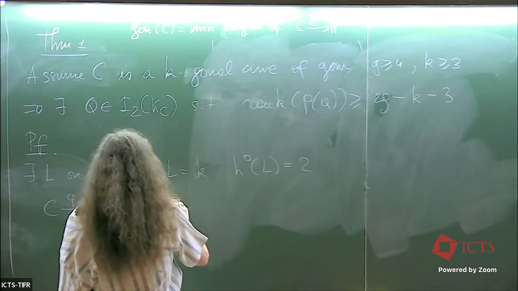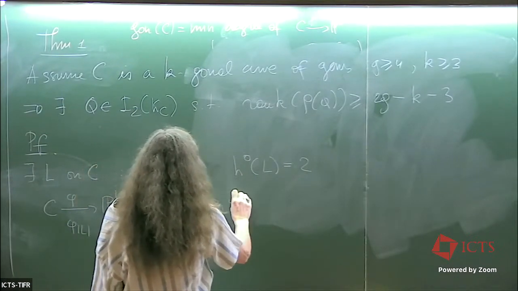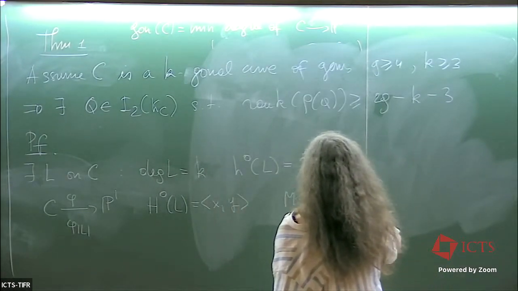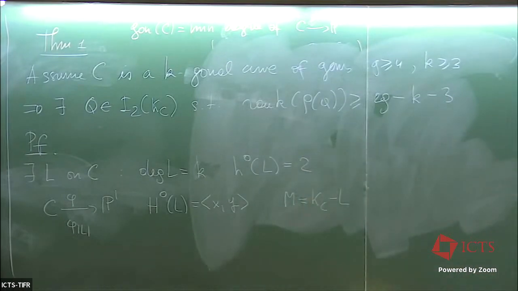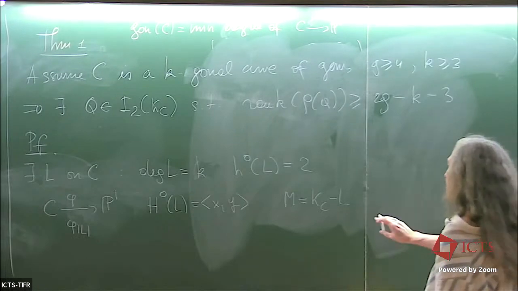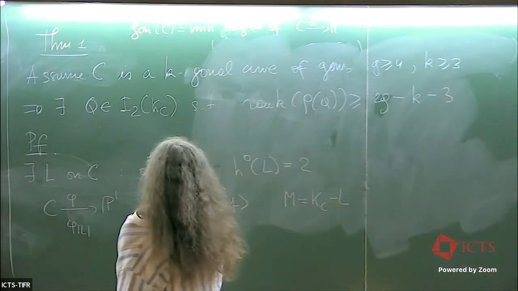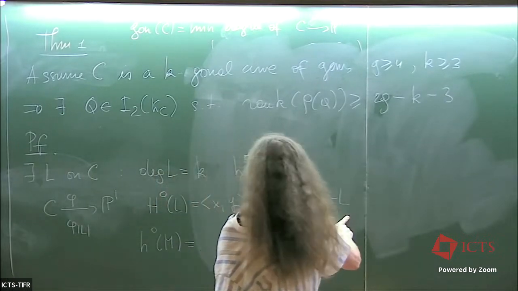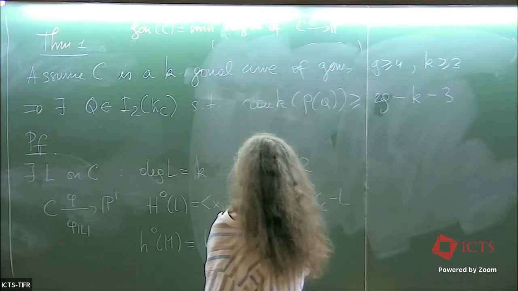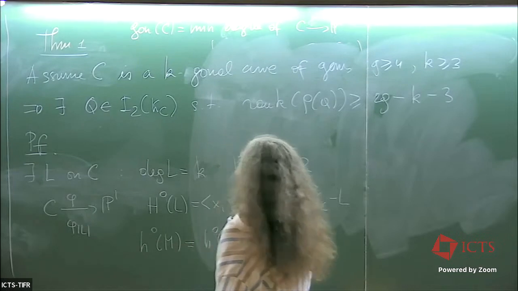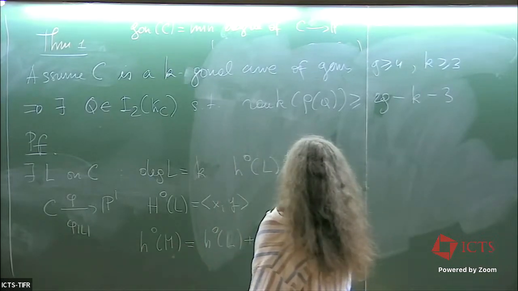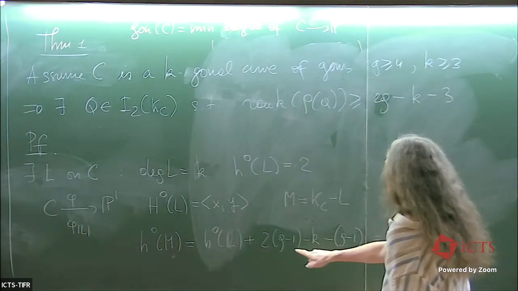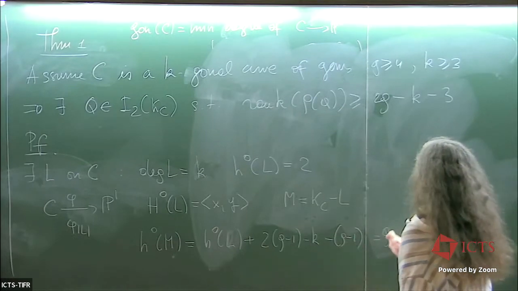We take a basis of H naught of L, and we consider the line bundle M, which is given by the adjoint, so we take Kc minus L, and observe that by Riemann-Roch, H naught of M is equal to H naught of K minus L, so it's the degree of M, which is 2g minus 2 minus k, minus g plus 1, plus 2. So this is g minus 1 plus 2, so g plus 1 minus k.